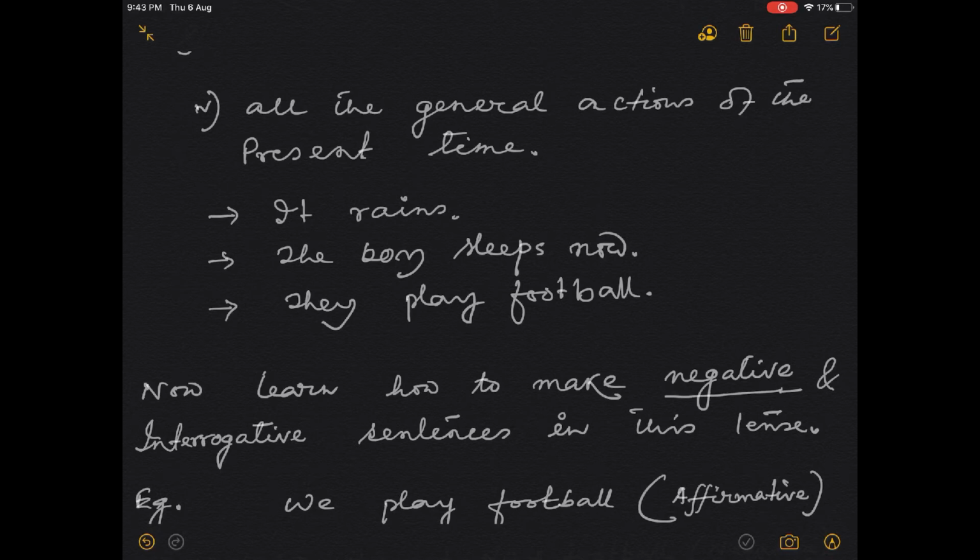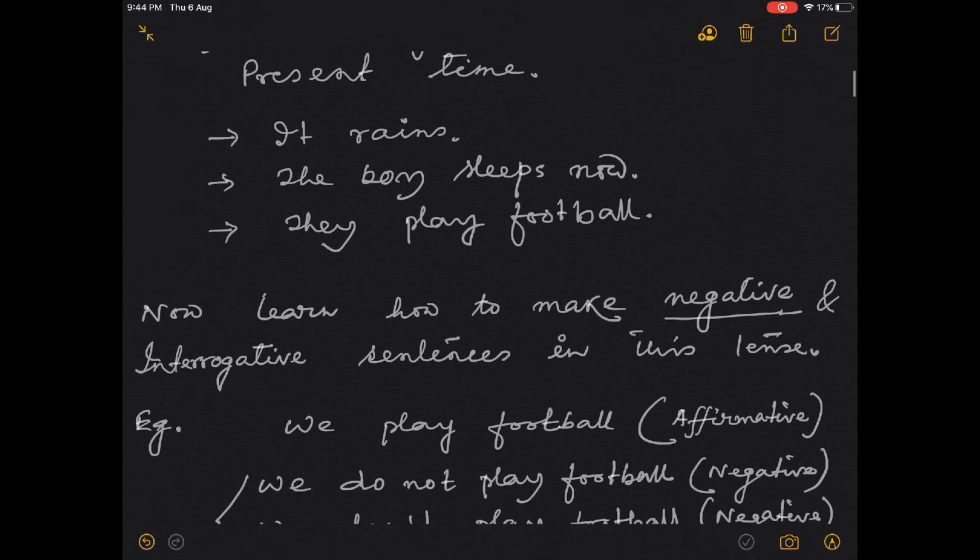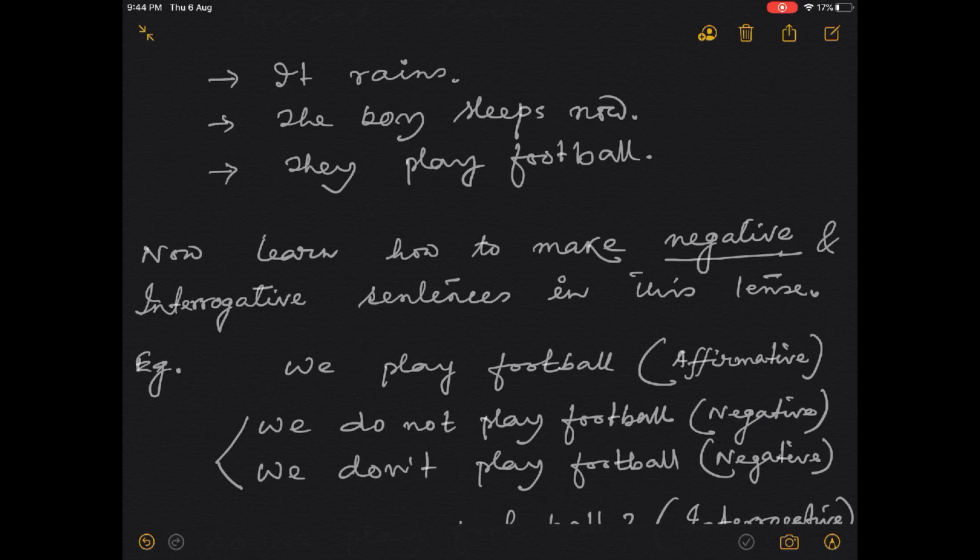Now, learn how to make negative and interrogative sentences in this tense. Take one example first. We play football. It is an affirmative sentence, you know. Now, we will turn this affirmative sentence into a negative sentence. See what I have done here. We do not play football. Negative sentence, we don't play football. This is also a negative sentence, the other form of the same negative sentence.